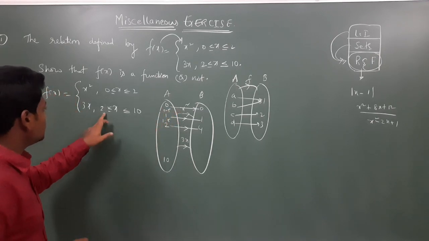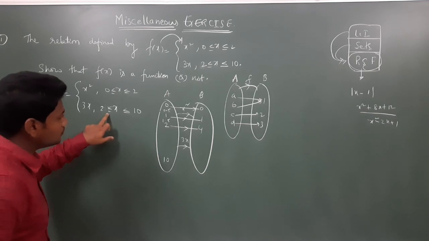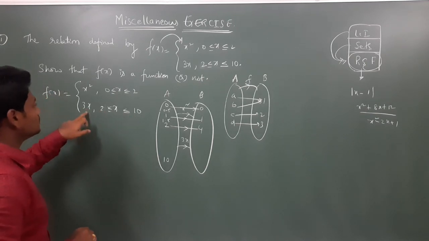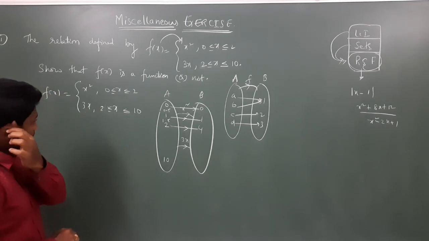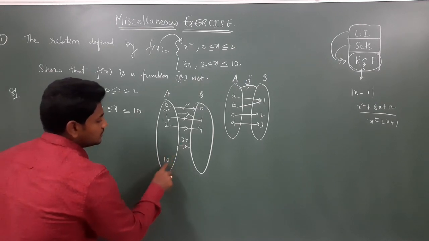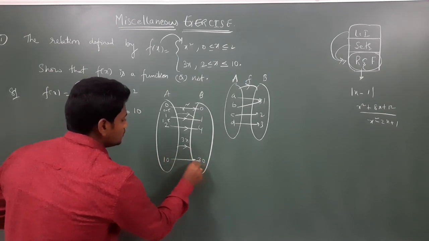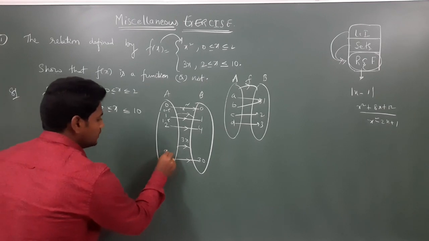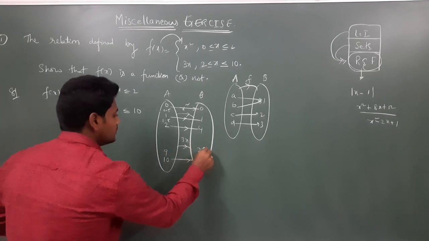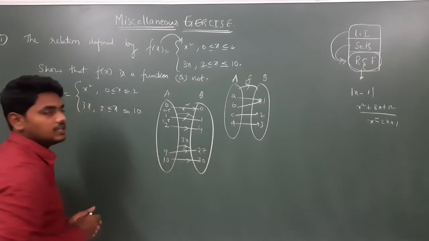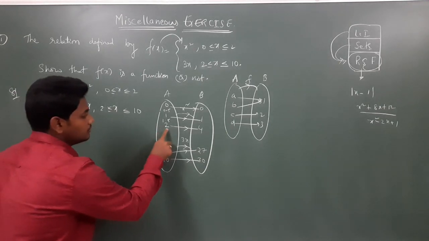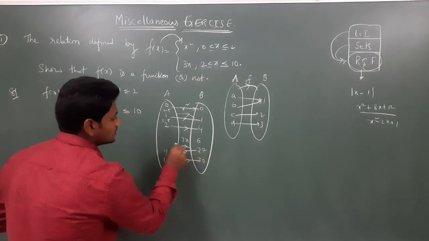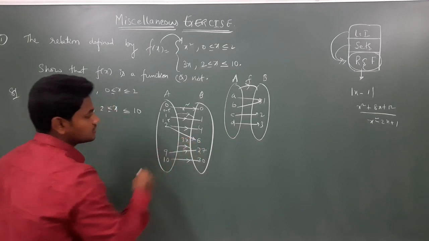Next, for x greater than or equal to 2, again from 2 to 10, the function will be 3x. That means if we take 10, 3 tens is 30, so 10 maps to 30. Next, if we take 9, 9 threes is 27, so 9 maps to 27, like that. For 2, 2 threes is 6, so again 2 maps to 6.